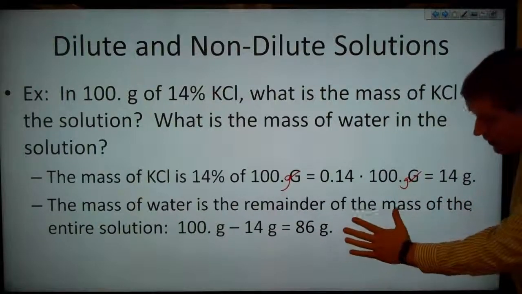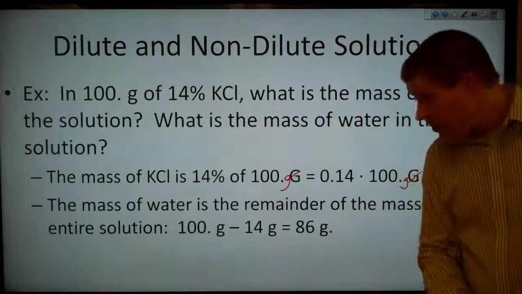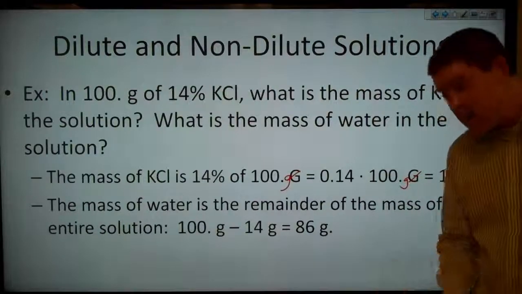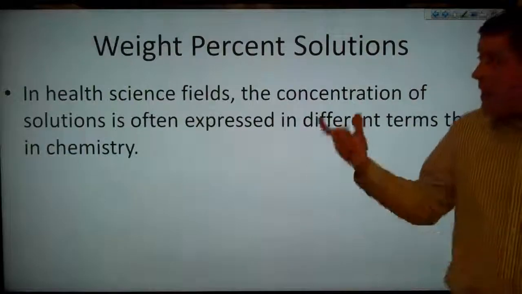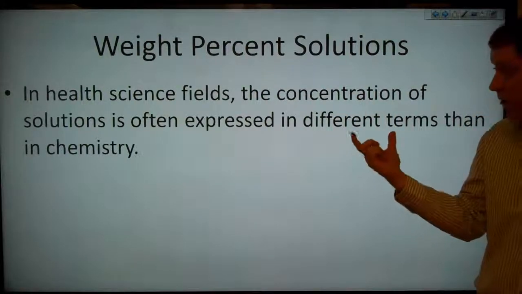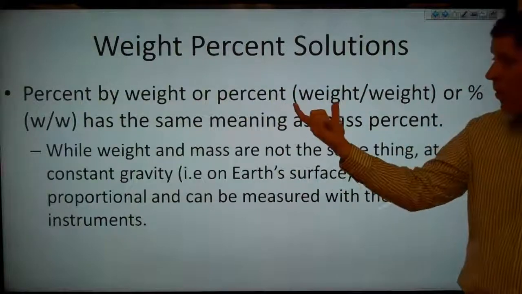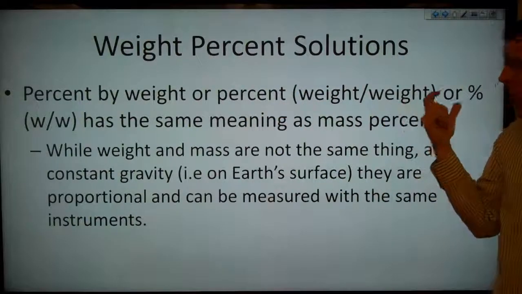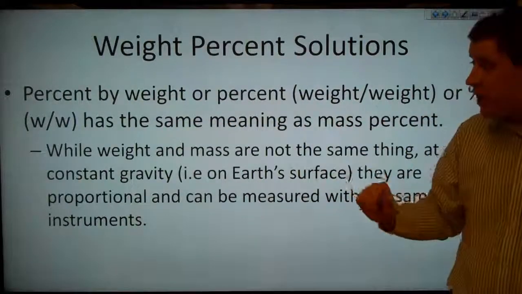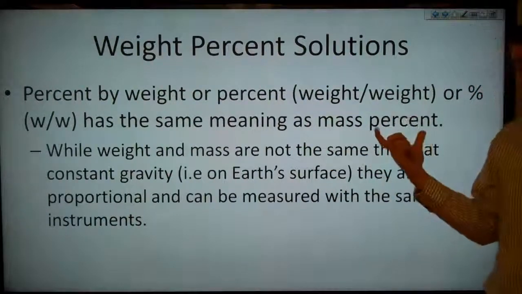The mass of water is the remainder of the mass of the entire solution. The entire solution was 100 grams. We have 14 grams of potassium chloride, and that means we have 86 grams of water. Now, in health science fields, the concentration of solutions is often expressed in different terms than in chemistry. One of the terms that they use is percent by weight, or percent weight weight, or percent W/W. This all means the same thing. This is all a percent by weight. And this has the same meaning as mass percent.